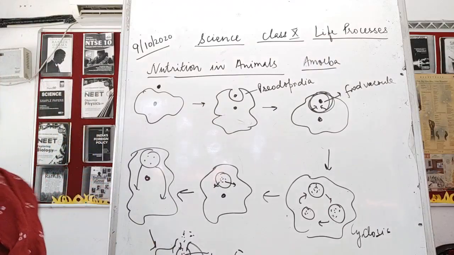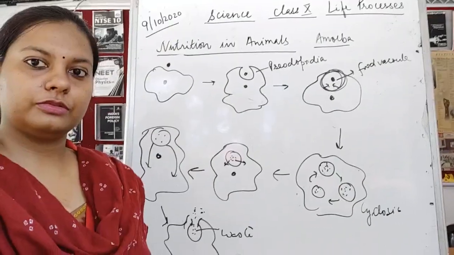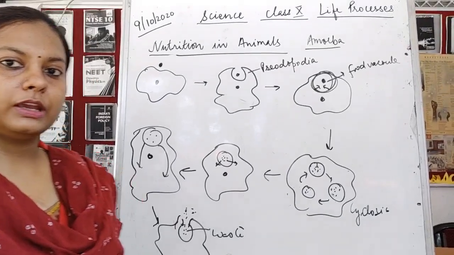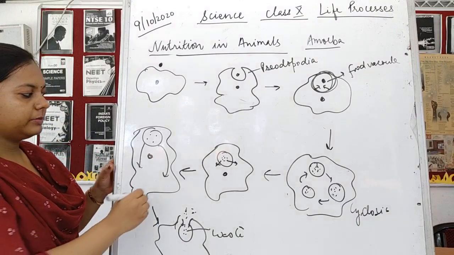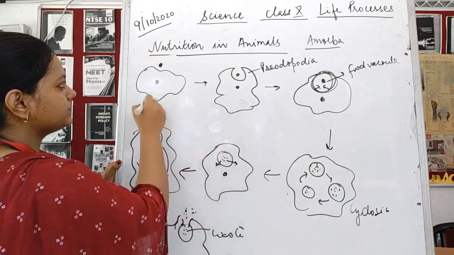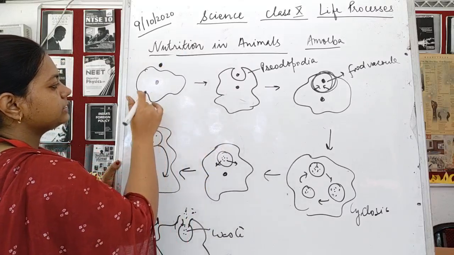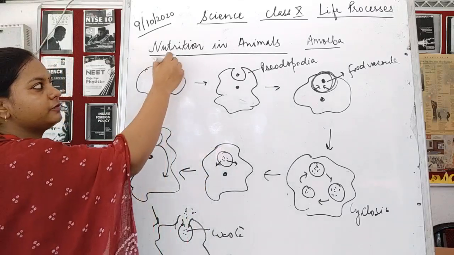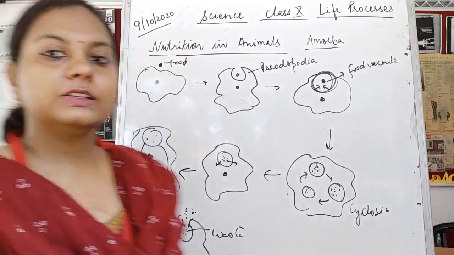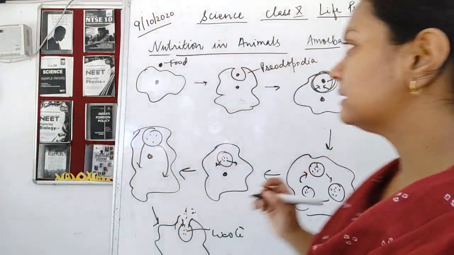I think this is not visible, so I'll just show you like this. Okay, now it would be visible. So here the amoeba is going to show the different steps. The first step is ingestion. As soon as the food comes in close proximity to the amoeba's body, it is going to do the first step of nutrition.